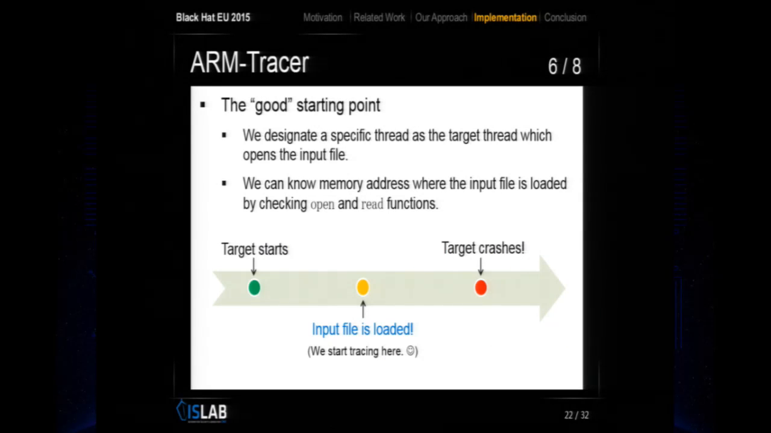Now we are ready to perform the instruction tracing in ARM architecture. We can start tracing from the good point where the input file is loaded. And we don't need the previous log for the analysis. At this point, we designate a specific thread as a target thread, which opens the input file. And in addition, we can automatically figure out the memory address where the input file is loaded by checking open and read functions.